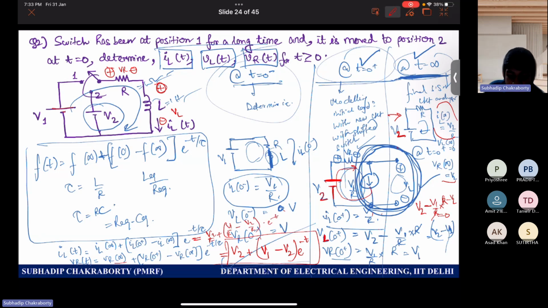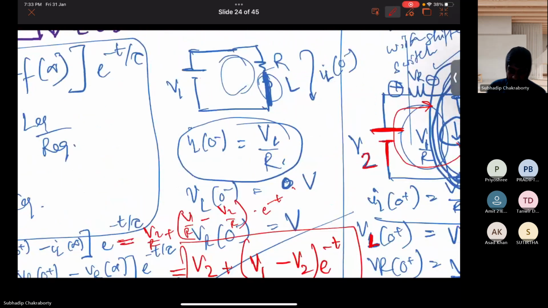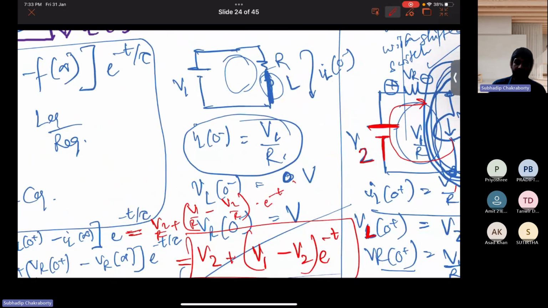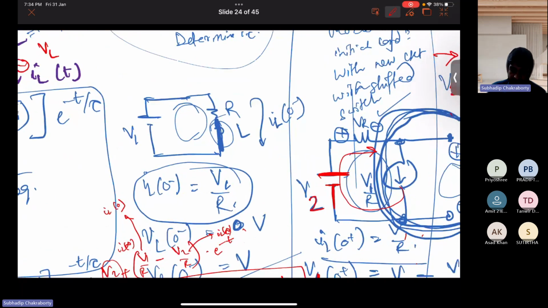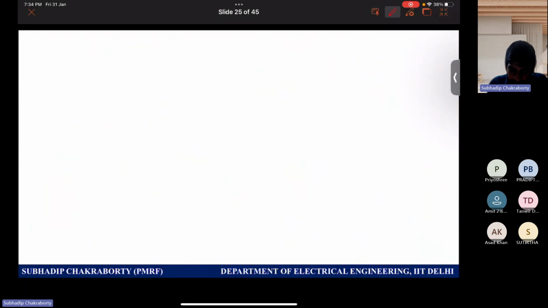I hope you can see it clearly. Whatever I am writing, V2 by R is the final current, IL infinity. This is IL0 and this is IL infinity. Any doubt? Tell me. Any doubt in this step? I hope it is clear, right? It is easy. Only 3 circuits you solve and then you write. Similarly, you solve the next problem.